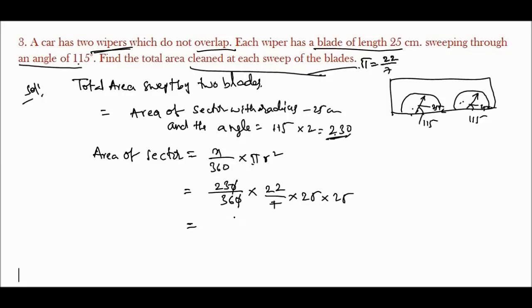The zeros will get cancelled, and it will get huge, so we directly multiply. 23 into 23, 625, and then common factors. Does anything get cancelled? No, nothing will get cancelled. The answer will become 21254.96 centimeter square.